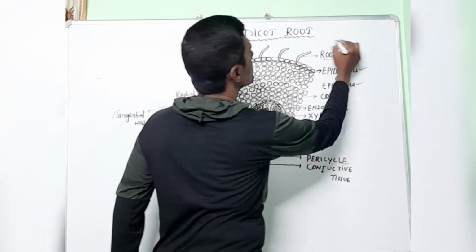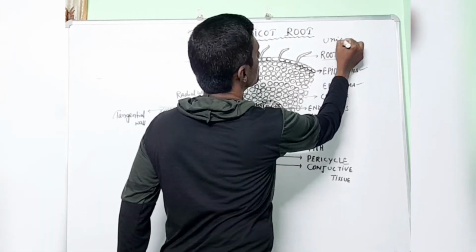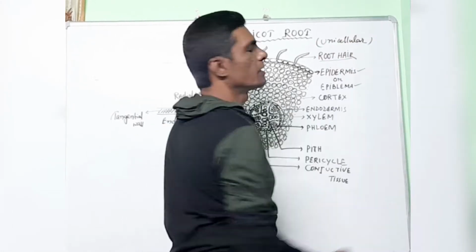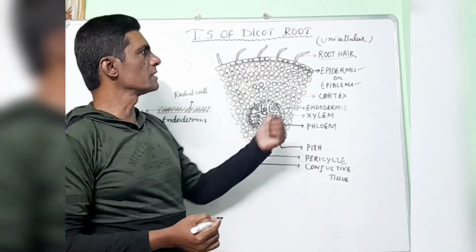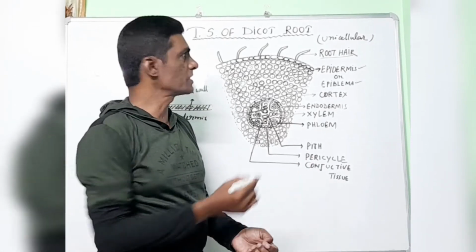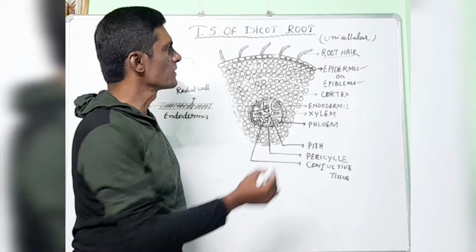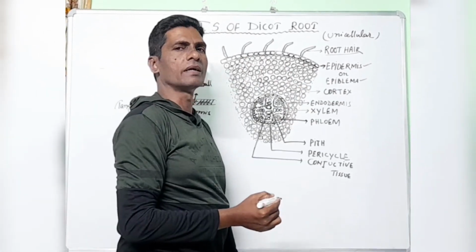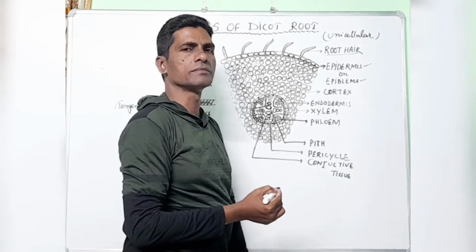These root hairs are always unicellular. Suppose you go for the stem, stem hairs are multicellular, but root hairs are unicellular. So epidermis consists of a single layer of cells and is made up of parenchymal cells.